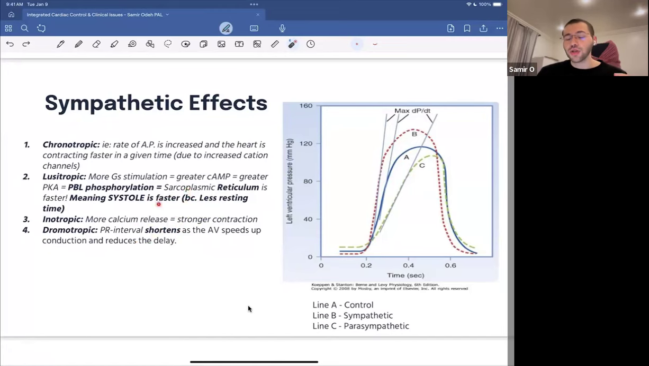Finally, dromotropism. Now, dromotropism is important because you know how sympathetic stimulation increases those calcium channels in the sinoatrial node? Well, it does the same thing in the atrioventricular node. And the interval, the delay between the sinoatrial node, so between the atria contracting and your ventricles contracting, essentially what happens is there is less delay between that happening, and everything just moves faster.